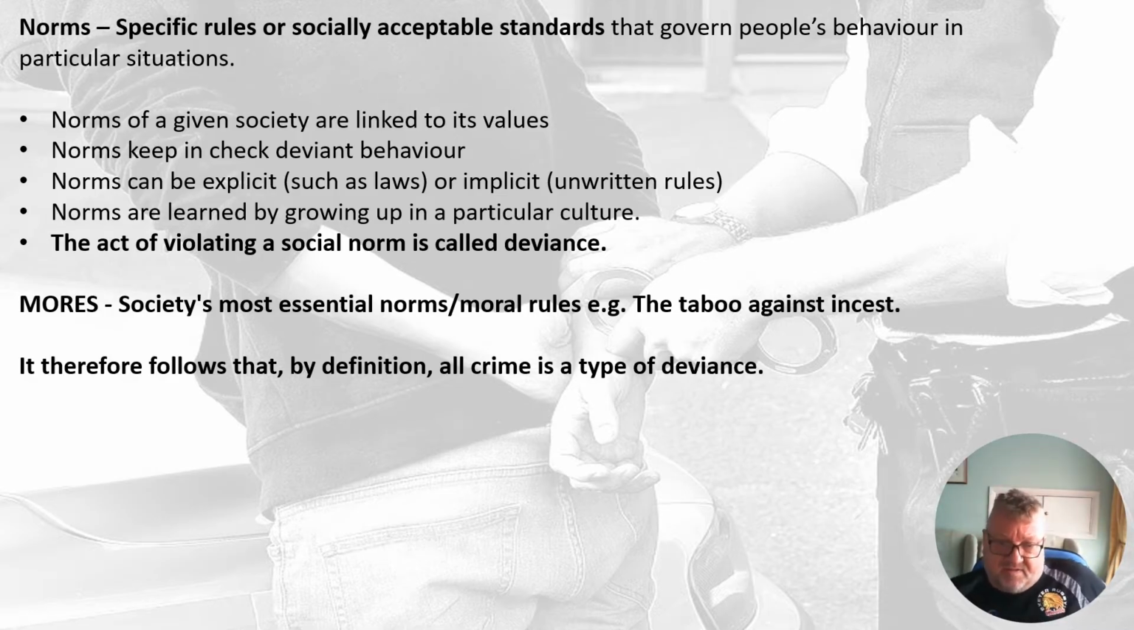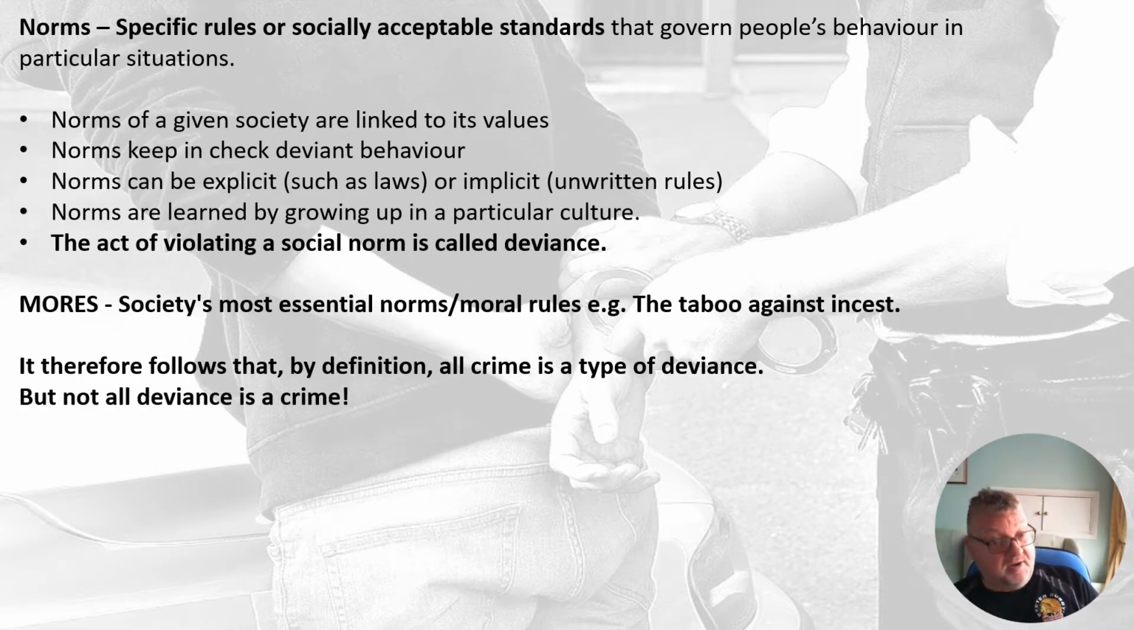So it therefore follows that by definition, and notice that phrase by definition, all crime is a type of deviance because you are breaking a social norm. Now I accept that there will be some crimes that lots of people commit, and you could argue therefore they're not deviant, such as maybe going slightly over the speed limit on a motorway. Most people are doing over 70, but just because most people are doing it doesn't mean it's not deviant, because the law says you can't, and therefore if you're caught you'll be fined and get points on your license. But by definition, all crime is a type of deviance.